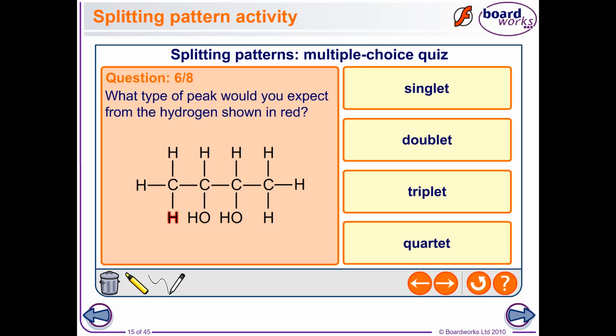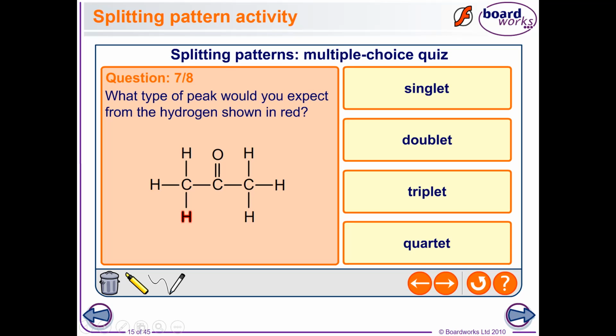What about this hydrogen here? Now then, is it going to be split by the 2 hydrogens on the carbon next door? Or just the 1? Remember, a hydrogen attached to an oxygen does not get split, neither does it cause splitting. So the single hydrogen there will split that into a doublet. Okay, the hydrogen here in red. Are there any hydrogens next door? No, so it's a singlet.